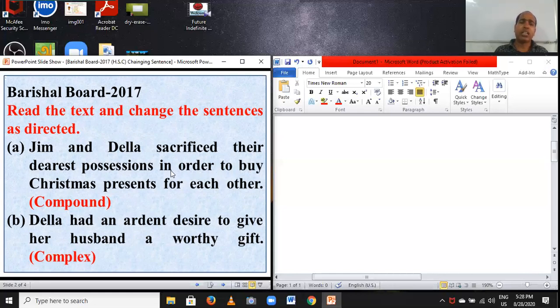If you find in order to or to plus base form of the verb, you have to change it into compound. You have to use "and so" in the compound sentence. Students, firstly you have to write the subject. In this sentence, the subject is Jim and Della.